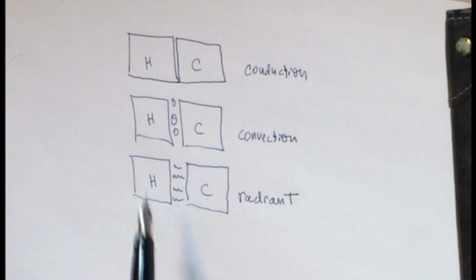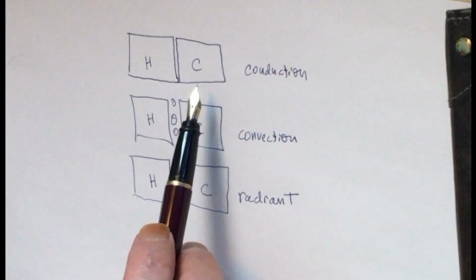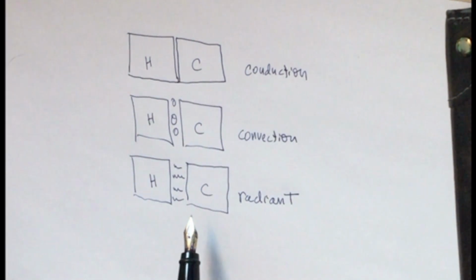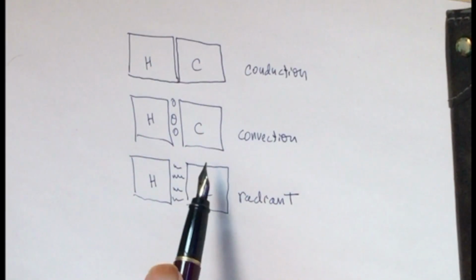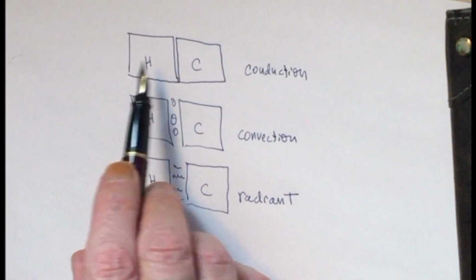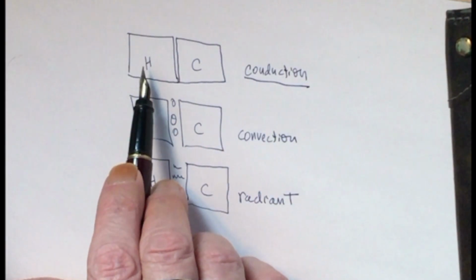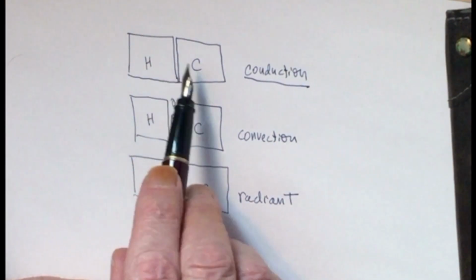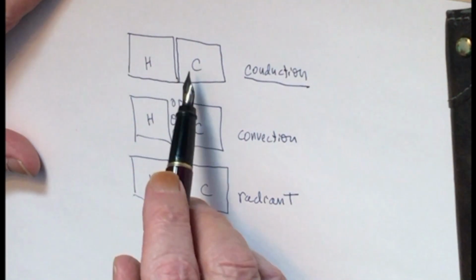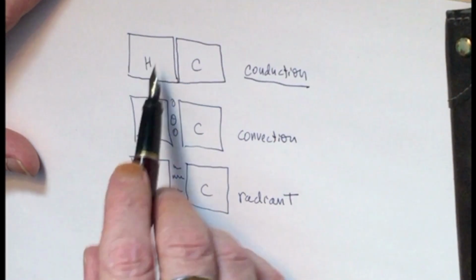When you have two objects, a hot object and a cold object, heat can be transferred between them in three basic ways. They can either be touching, and that is called conduction. It is direct transmission of heat from one object to the other. An example of that would be a cold egg in a hot frying pan.